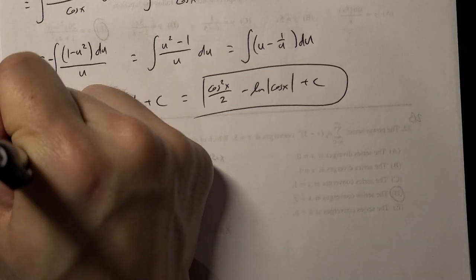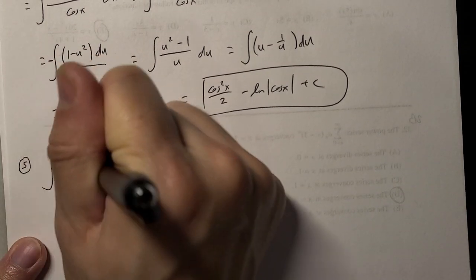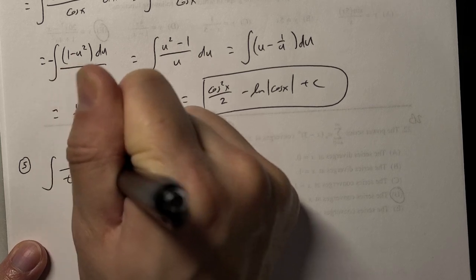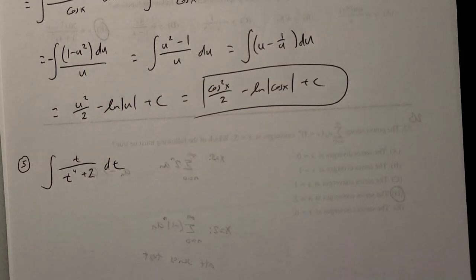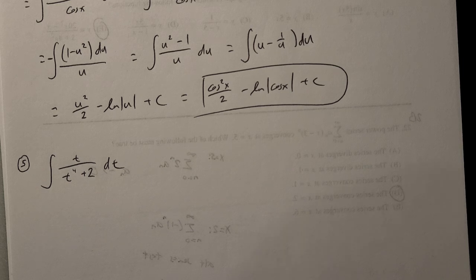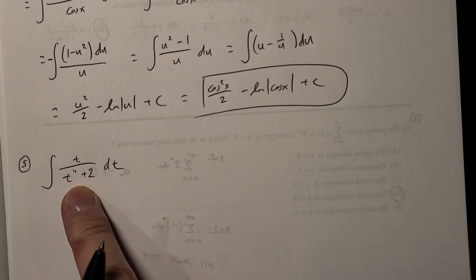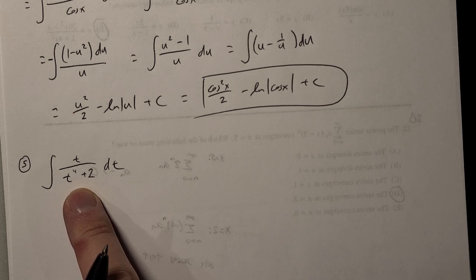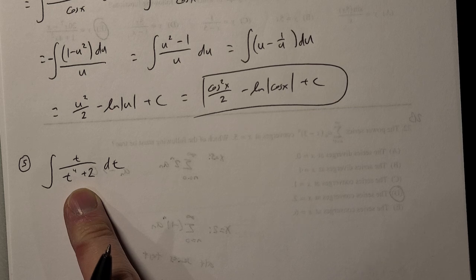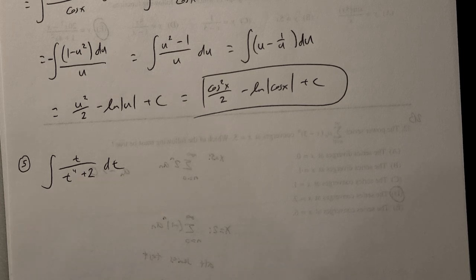Okay, number 5, integral of t over t to the 4th plus 2 dt. So here, what technique can we use? It kind of looks like a rational function, but we don't have quadratic factors in the denominator. We can't factor this, so we can't use the techniques that you probably learned in partial fraction decomposition. It's probably not that. It's very possible that you could do a trig sub, but that seems difficult to me, at least in my eyes, as I'm viewing this.